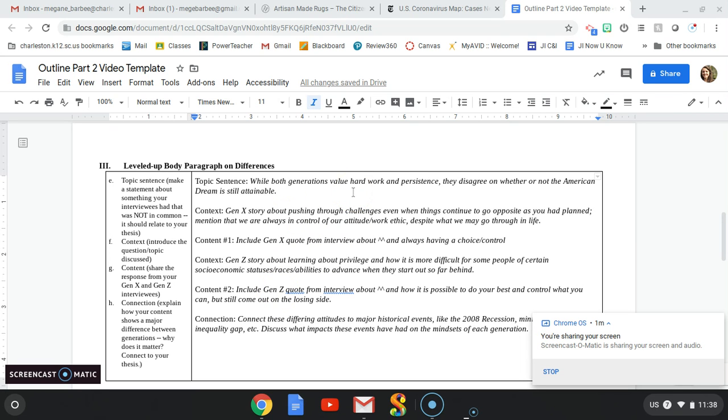So in my topic sentence, I saw that while both generations valued hard work and persistence, they disagreed on whether or not the American dream is still attainable. And I chose to highlight that difference because we talk a lot about the American dream in class, and I thought we'd be able to make some more connections here.